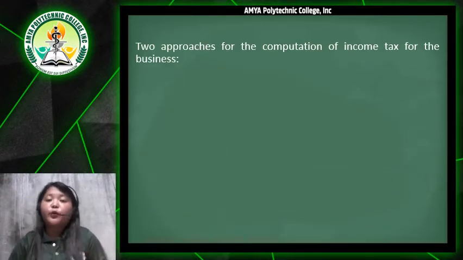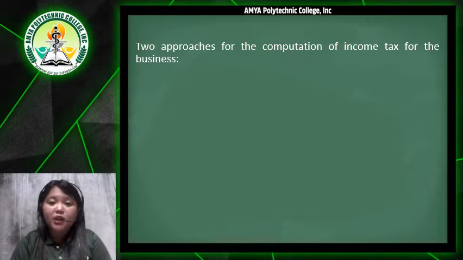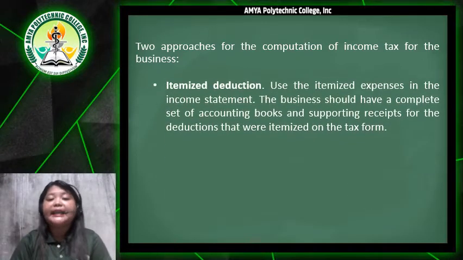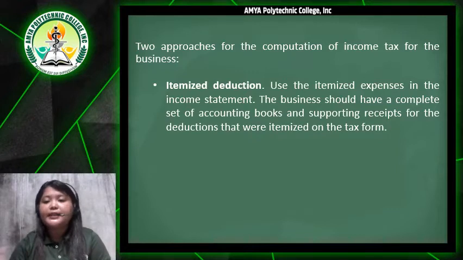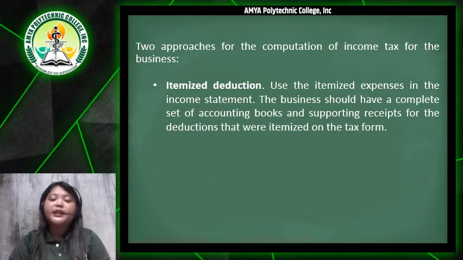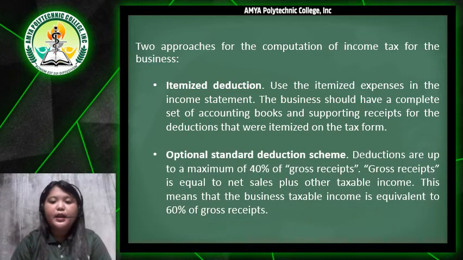So we have here 2 approaches for the computation of income tax for the business. So first one is the itemized deduction. So use the itemized expenses in the income statement. So the business should have a complete set of accounting books and supporting receipts for the deductions that were itemized on the tax form. And then the optional standard deduction scheme. So deductions are up to a maximum of 40% of gross receipts. So gross receipts is equal to net sales plus other taxable income. So this means that the business taxable income is equivalent to 60% of gross receipts.